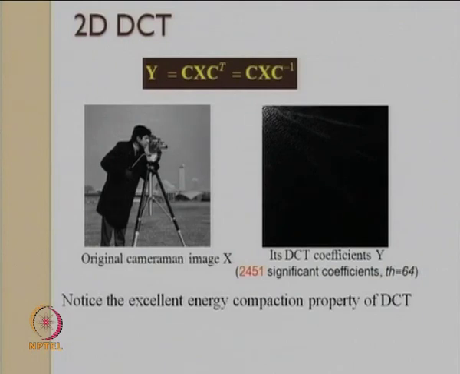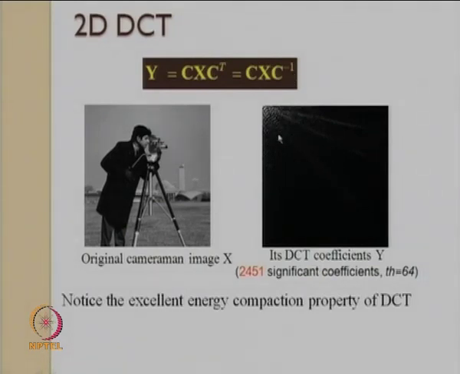This is one example of the 2D discrete cosine transform. This is a well-known image of a cameraman, and by virtue of doing this kind of operation where X is my input and C is my transformation matrix, the output Y can be generated as Y equal to C into X into C transpose, which is equal to C into X into C inverse, because this is now unitary.